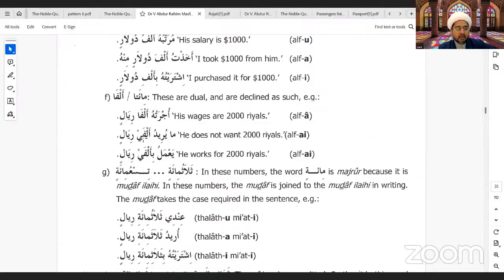Ma yuridu, it should have been alfaini, which is 2000. The noon has been dropped and it becomes alfay riyalin. Ya'malu bi alfay, it should be alfayni riyalin. So ma ya'malu bi alfay riyalin. Is this clear now?